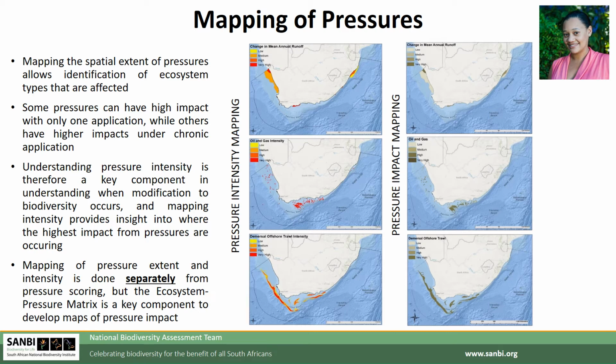Mapping of pressure extent and intensity is done separately from pressure scoring, but the ecosystem pressure matrix is a key component to developing maps of pressure impact using intensity combined with the scores from the ecosystem pressure matrix.